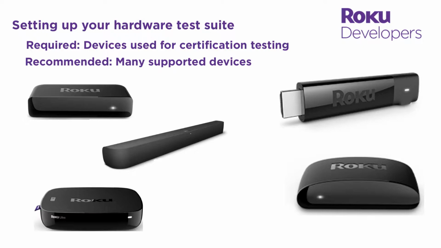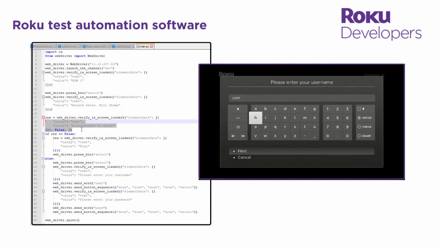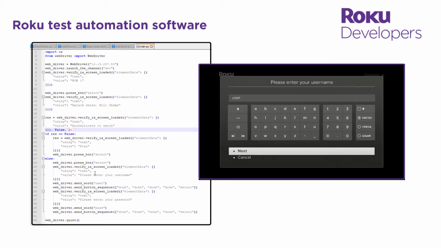Once you have your test hardware in place, you can use Roku test automation software tools to write and execute test cases, including channel purchasing, performance, deep linking, and other certification-related testing.